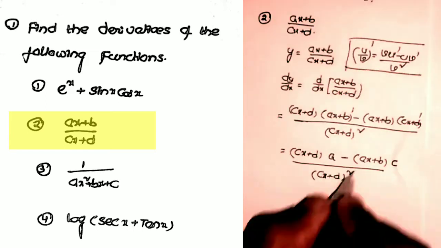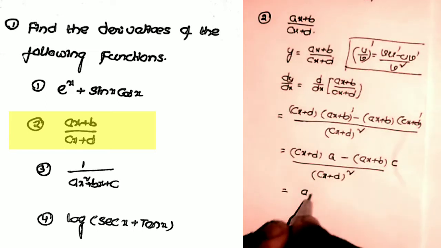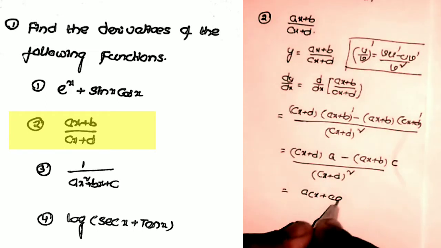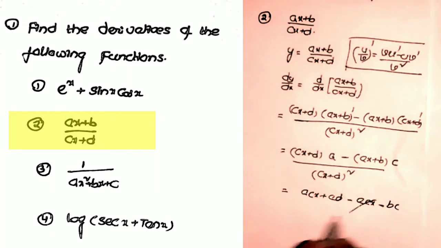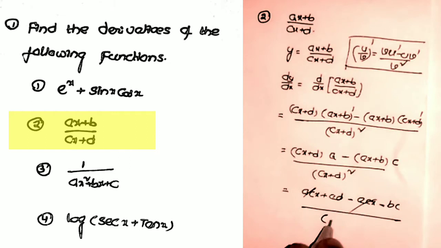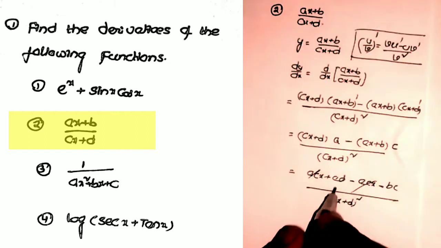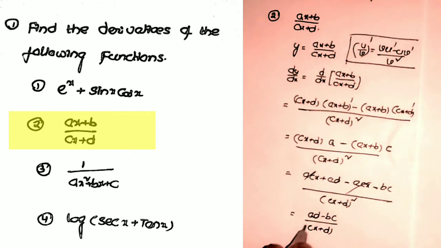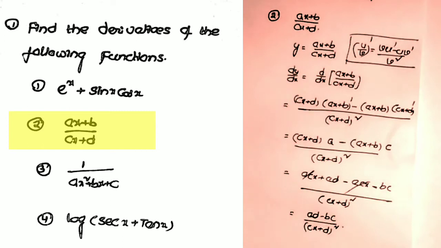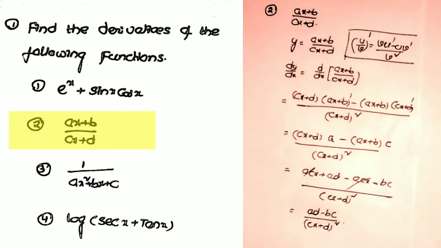Now multiplying the values here. First value acx plus ad, next values minus acx minus bc, by cx plus d whole square. Now acx and acx get cancelled, so the answer is equal to ad minus bc by cx plus d whole square. Just applying the formula to get the answer.